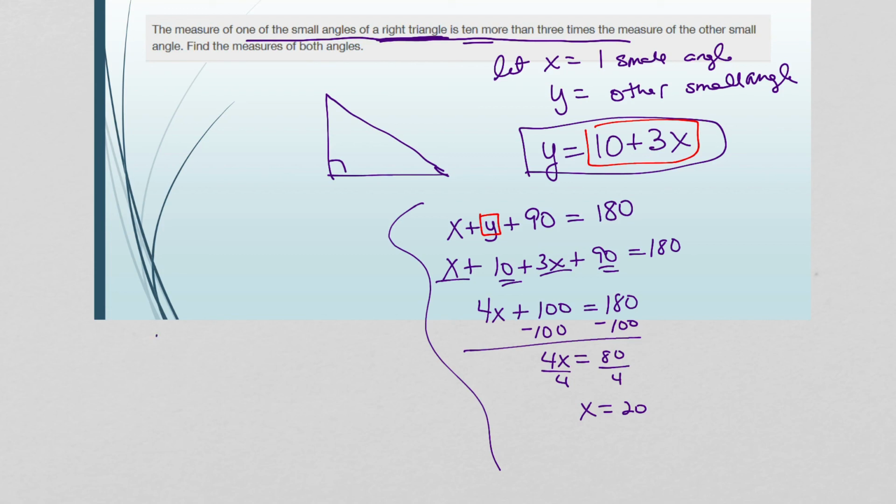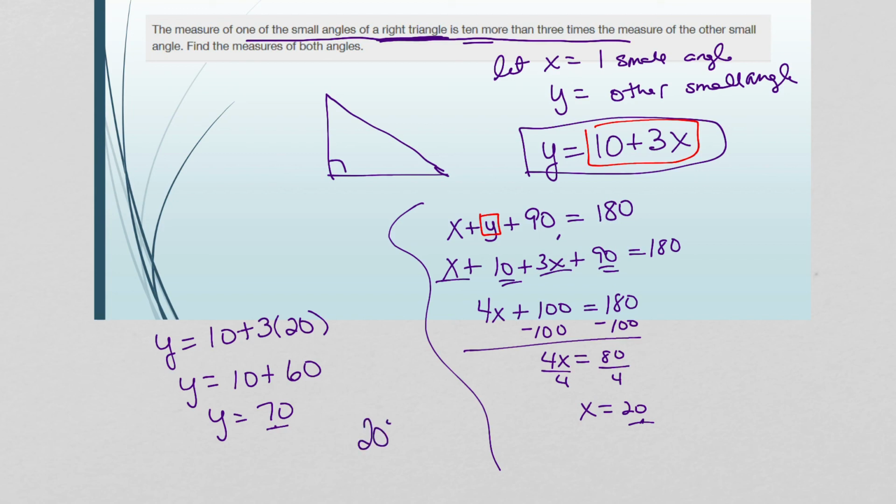All right, so y is equal to 10 plus 3 times 20. So y is equal to 10 plus 60. So y is equal to 70, okay? So what we need to make sure is that the 3 angles add up to be 180. So 70 plus 20 is 90. Plus 90 is the right angle, is 180. That's true. Okay, so I feel pretty certain that we do have the correct answer.